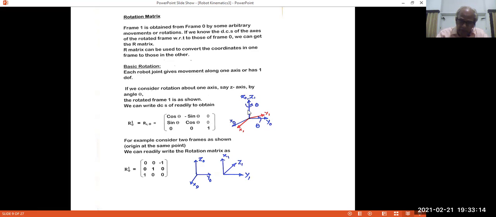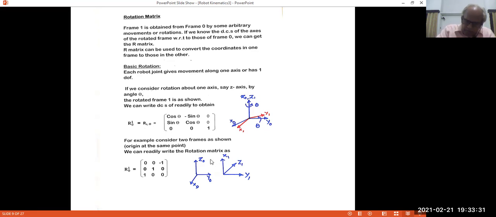Therefore, this is the basic rotation matrix about z, and that is R10. The initial frame is now rotated about z by theta. That is the new frame 1 that you got, related by this matrix, and we call that RZ theta. Basic rotation about z by an angle theta is given as RZ theta.